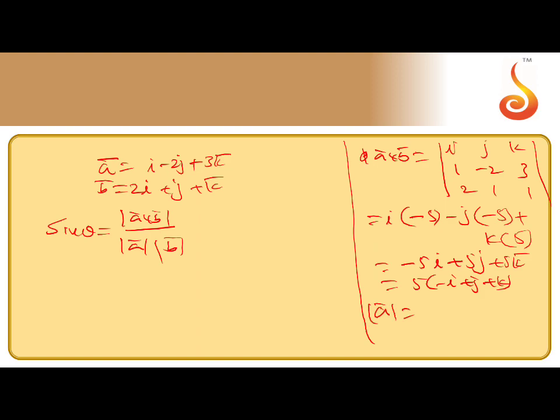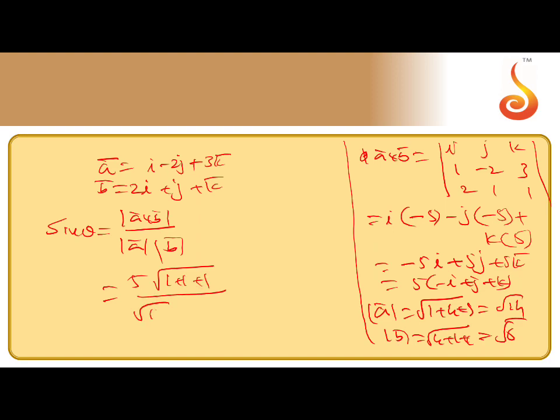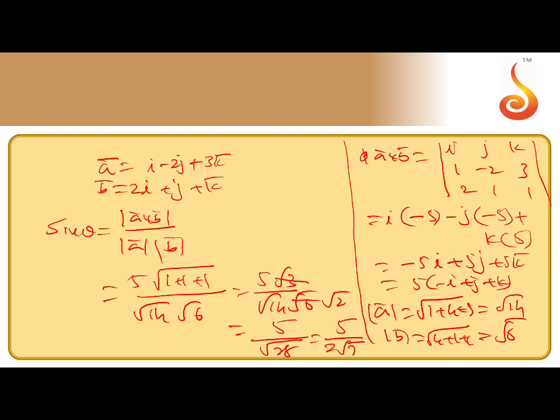And magnitude of A is root over 1 plus 4 plus 9, root 14. Magnitude of B is root over 4 plus 1 plus 1, that is root 6. You got every value. And magnitude of A cross B is 5 outside, root over 1 plus 1 plus 1, divided by root 14 into root 6. That is 5 root 3 by root 14 root 6. So root 2 times cancels. So 5 by root 28. Root 28 is 2 root 7. 5 by 2 root 7 is the answer.